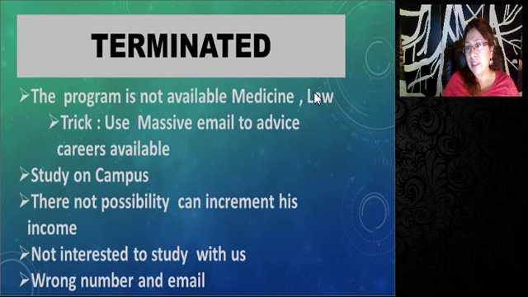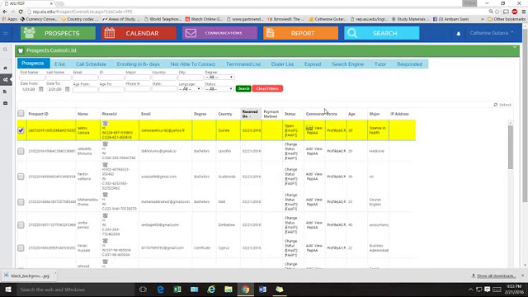Another reason is that the person wants to study on campus. We provide online only, so that's definitely another reason. Another reason is maybe it was a wrong number, they're not interested in studying, or there is no chance that their income is going to increase. Not only $100, a family of 6, a little hard. Anyhow, let me show you on the screen how it terminates.